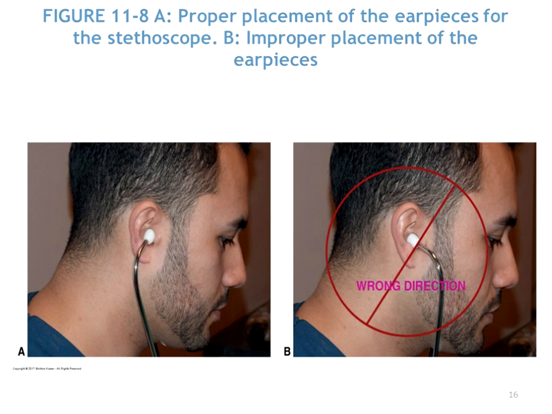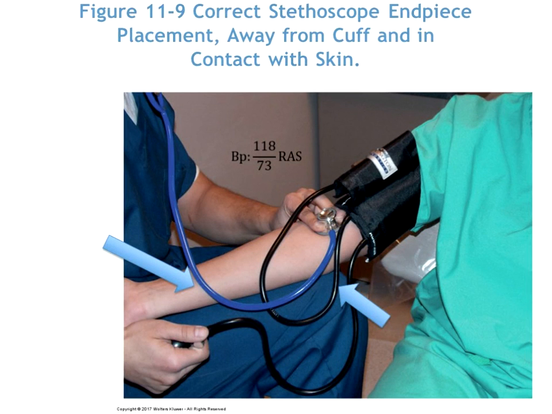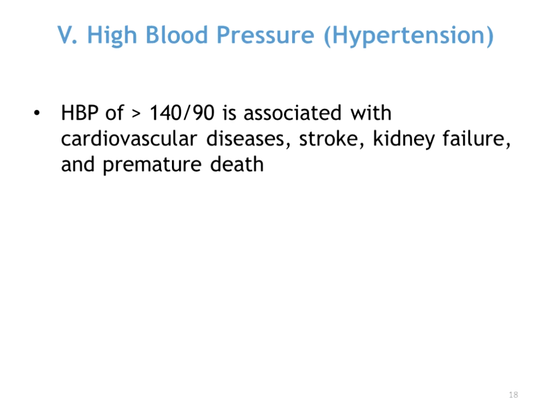Proper placement of the earpieces, all right, and improper ones, they should be angled towards the inside of your ear. This is just illustrating the correct stethoscope end piece placement. Good contact with the skin, but it looks like the patient's arm is resting on the clinician's thigh, so that is a major no-no.